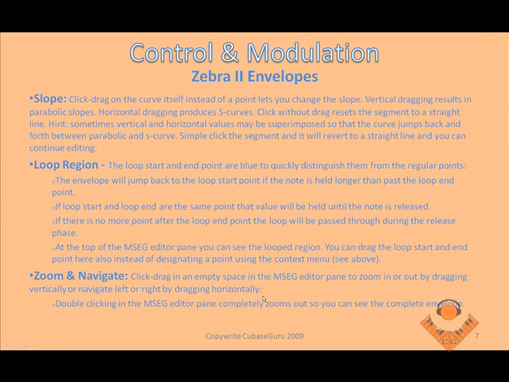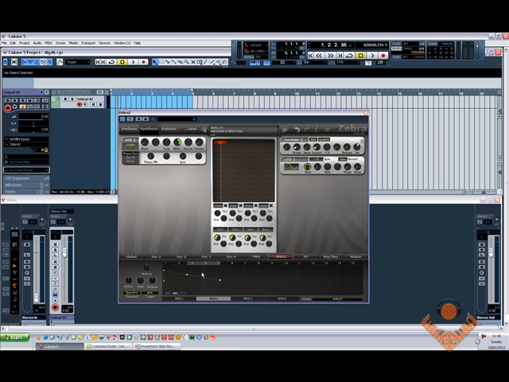Finally, there's the zoom and navigate, which I've already showed you. But I'll show you again just in case you missed it. To zoom in, left click anywhere in here, drag down to zoom in, up to zoom out. Double click to go into the envelope, so it will show you all the points. Drag left and right to move left and right. And that's it. Okay, let's move on.